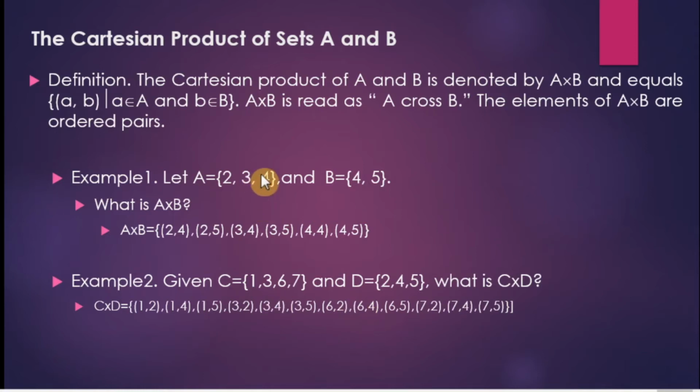If we go back to our first example, the cardinality of A is 3. The cardinality of B is 2. If we multiply them, it's 6. So there should be 6 ordered pairs in our cross product.